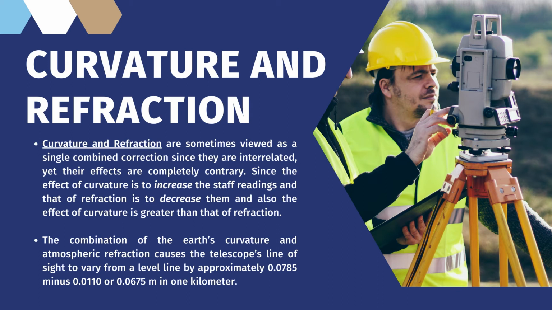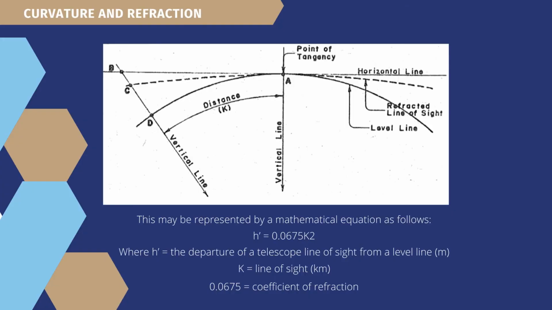The combination of the Earth's curvature and atmospheric refraction causes the telescope's line of sight to vary from a level line by approximately 0.0785 minus 0.0110, or 0.0675 meters in 1 kilometer. Curvature error is the vertical distance from an assumed horizontal line to the actual ground surface, while refraction accounts for the amount the LOS of the instrument was bent from that horizontal line.